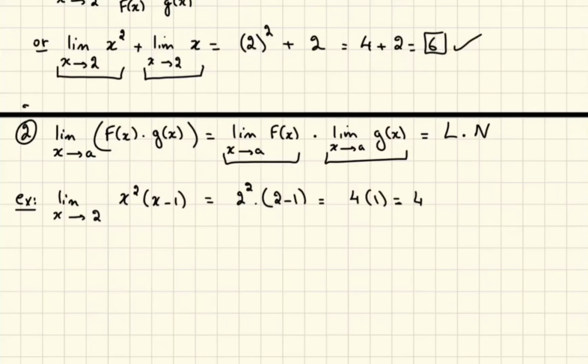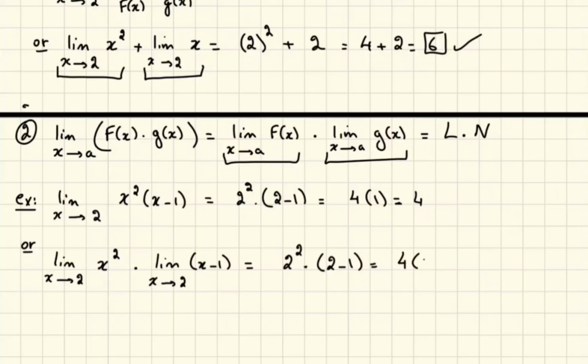Now, can I apply that rule? Let's check. Limit as x approaches 2, I'm going to take x squared alone, then multiply it by the limit as x approaches 2 of x minus 1. So I get for the first one 2 squared, and for the second one 2 minus 1. So I will get 4 multiplied by 1, which is 4. So in both cases, you will get it correct.